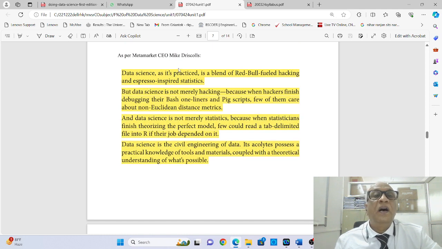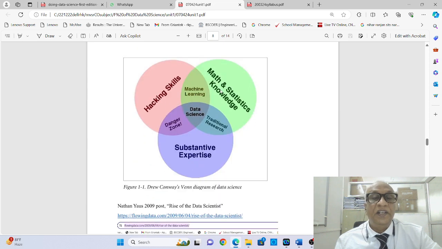Here Driscoll gave the definition for data science as a combination of hacking and statistics. Then we looked upon Drew Conway's Venn diagram. By looking at the Venn diagram, we understand that it is cross-disciplinary, multidisciplinary, which has a combination of mathematics, statistics, data science, machine learning, hacking, subject expertise, traditional research.